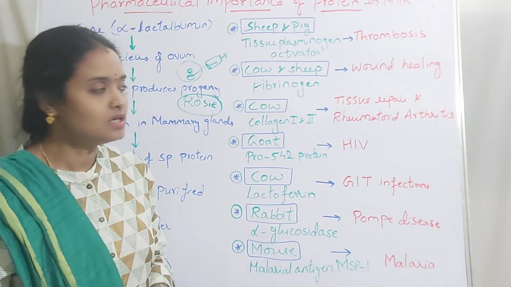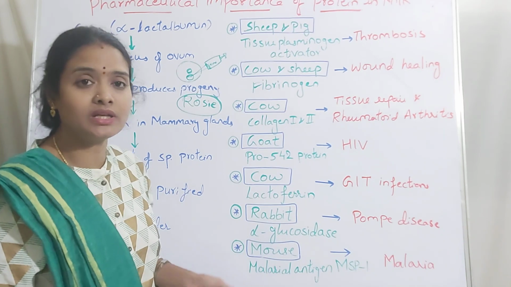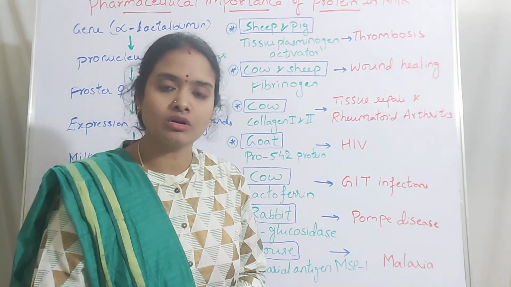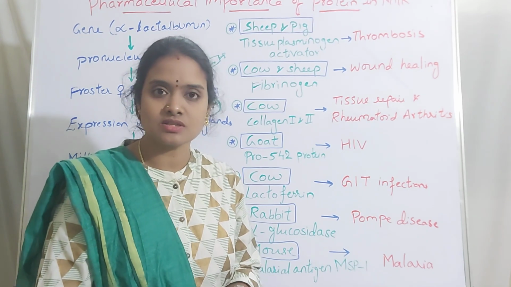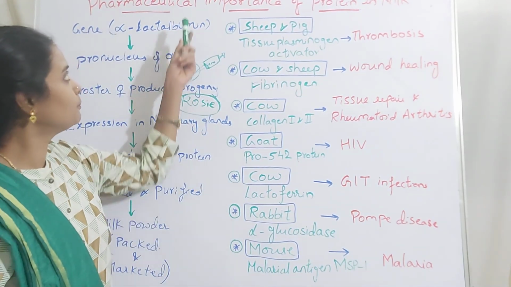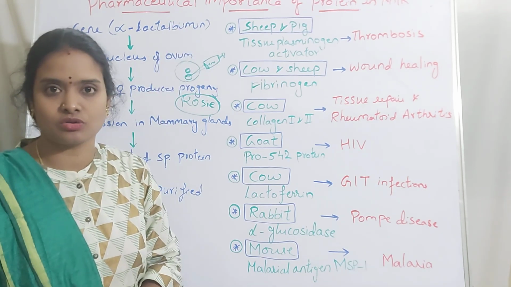Is that clear? So in this way we have so many animals which are transgenically improved in order to cure diseases, right? And also their products have high importance in the pharma industry also, right?